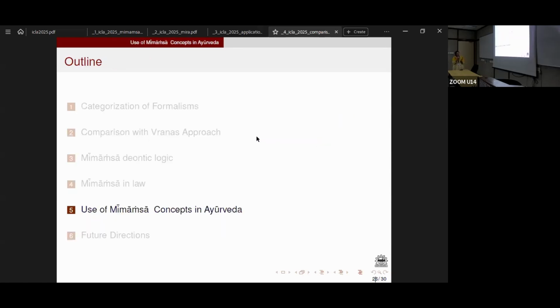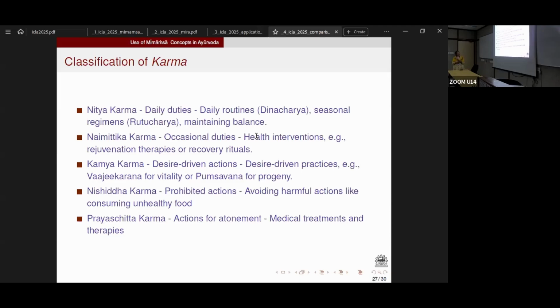We also took some concepts into Ayurveda, the three types of karma. Mīmāṁsā talks about three types of karma: Nitya karma, Naimittika karma, and Kamya karma. Nitya karma is the daily activities that are to be performed. Naimittika karma is the occasional duties, like only during new moon day or full moon day, the sacrifices are to be made. And Kamya karma is only the desire-driven practices. For example, for one who wants progeny, there are certain sacrifices to be done. So these concepts are taken into Ayurveda, and they have also used it.